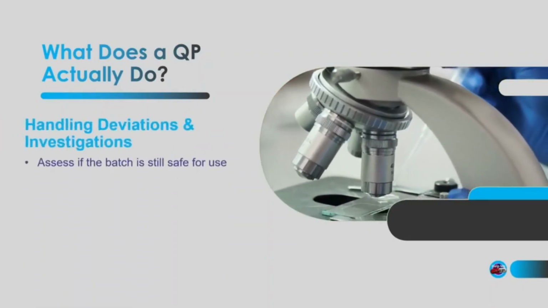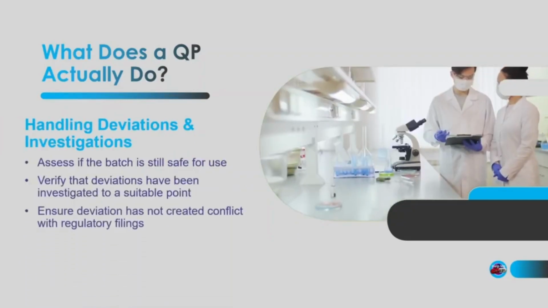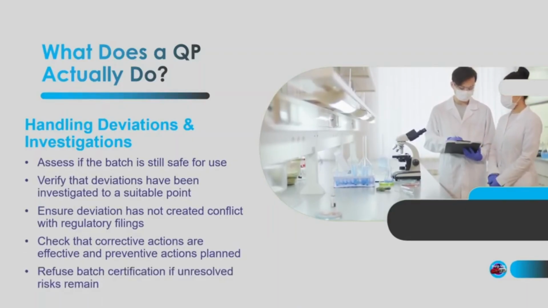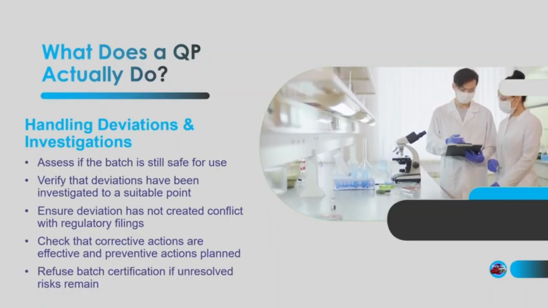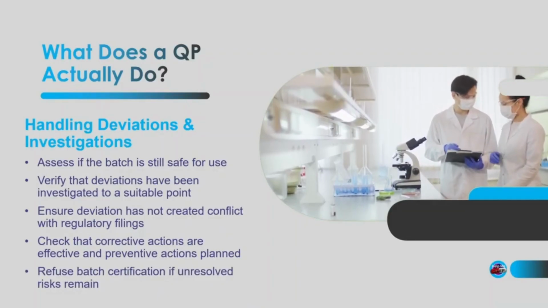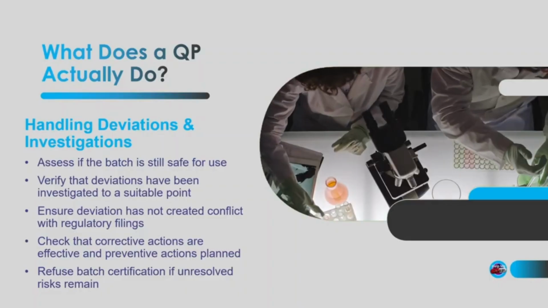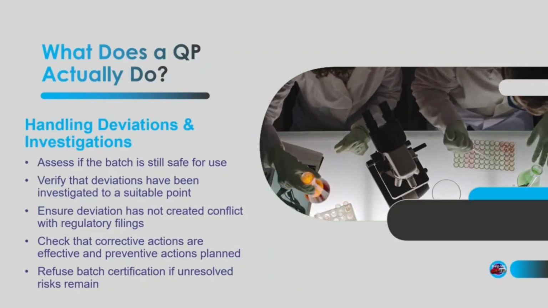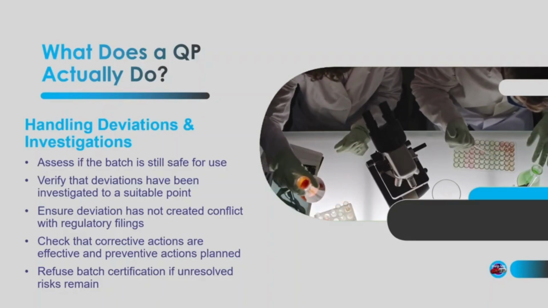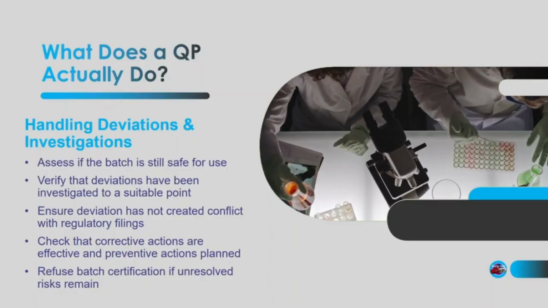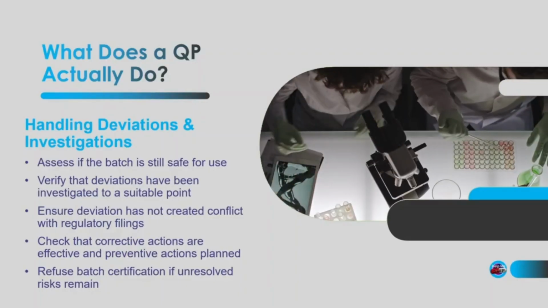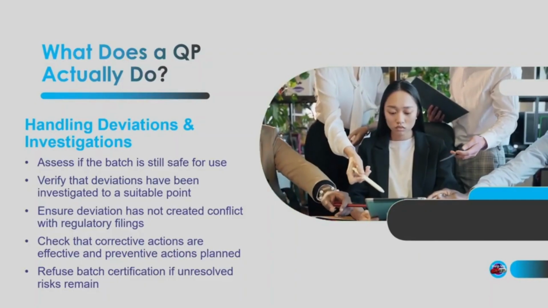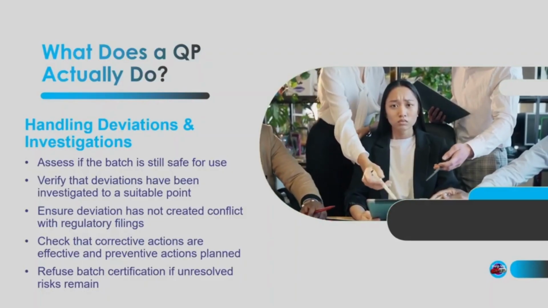Speaking of deviations, no manufacturing process is perfect, right? Deviations happen, and this is where QPs really earn their keep. The QP gets involved with any deviations to establish, is the batch still safe? Was the deviation fully investigated to an appropriate point to support release? Has the deviation resulted in regulatory non-compliance? Have the right corrective actions been taken? Are we confident the root cause has been identified and appropriate preventive actions been assigned? If there's a non-compliance with the regulatory submissions like the marketing authorization, or the batch fails to meet the required standard, the QP will refuse to certify the batch.